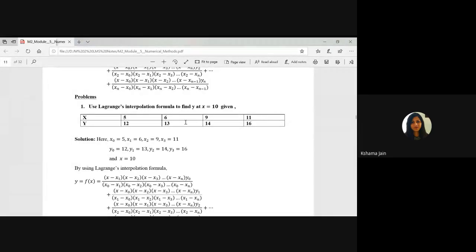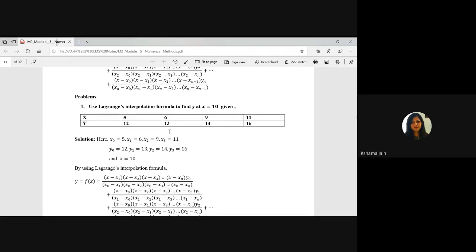If you see, there is an unequal interval. The difference between 5 and 6 is 1, but from 6 to 9 the difference is 3, and 9 to 11 the difference is 2. Don't look at the difference in y. We always look at the difference in x. The y values are there. They are asking at x equal to 10, what will be the value of y?